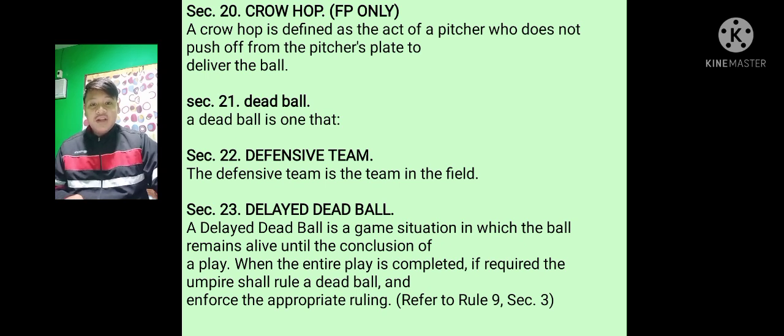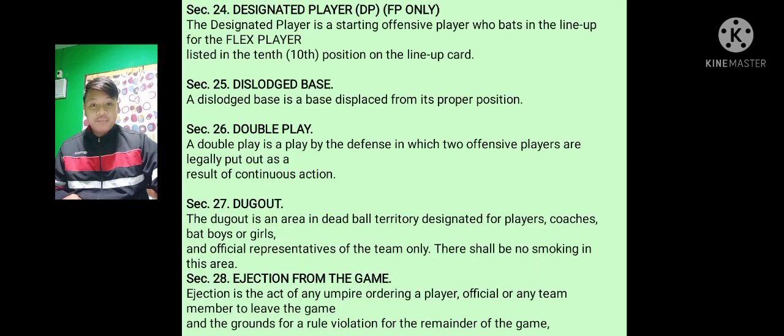Section 22. Defensive team. The defensive team is a team in the field. Section 23. Delayed dead ball. Delayed dead ball is a game situation in which the ball remains alive until the conclusion of a play. When the entire play is completed, if required, the umpire shall rule a dead ball and enforce the appropriate ruling.